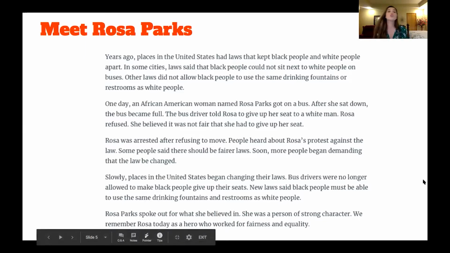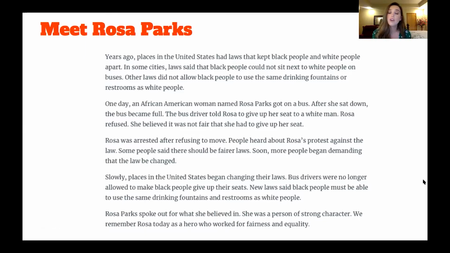Bus drivers were no longer allowed to make Black people give up their seats. New laws said Black people must be able to use the same drinking fountains and restrooms as white people. Rosa Parks spoke out for what she believed in. She was a person of strong character. We remember Rosa today as a hero who worked for fairness and equality.